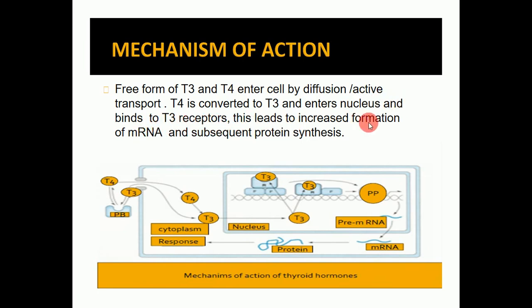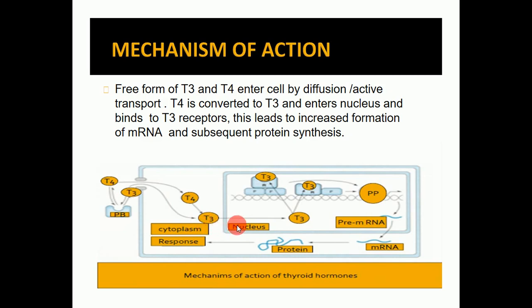This will lead to an increase in the formation of messenger RNA. When the formation of messenger RNA increases, the subsequent protein synthesis can take place, and this process is known as transcription. Look here, this is also the mechanism of action of thyroid hormone which I have mentioned: the free forms of T3 triiodothyronine and T4 tetraiodothyronine enter into the cells by diffusion or active transport.